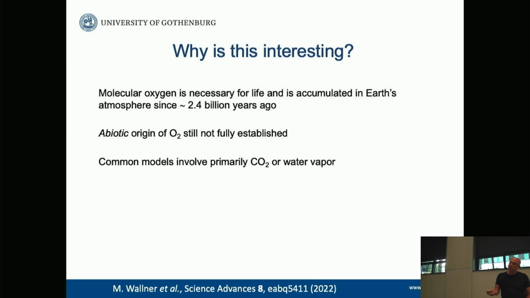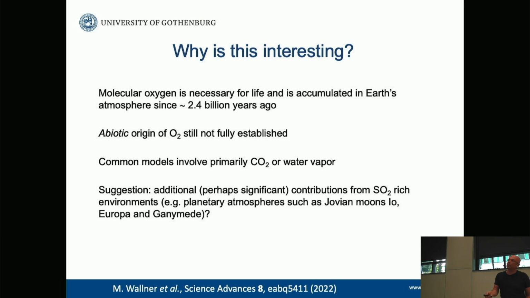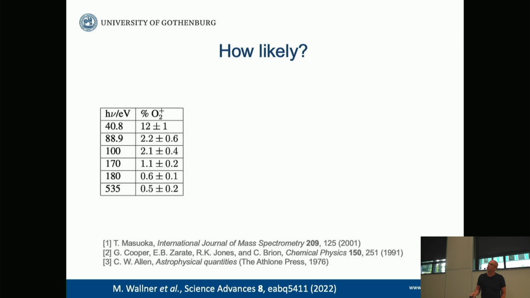The common models involve primarily CO2 or water vapor, but the amounts are still not coming up there. So our suggestion, this is what we put into this paper, is that there could be additional and perhaps even somewhat significant contributions from sulfur dioxide rich environments, like for instance planetary atmospheres, Jovian moons, Io, Europa, and Ganymede. This is basically the idea of this paper.